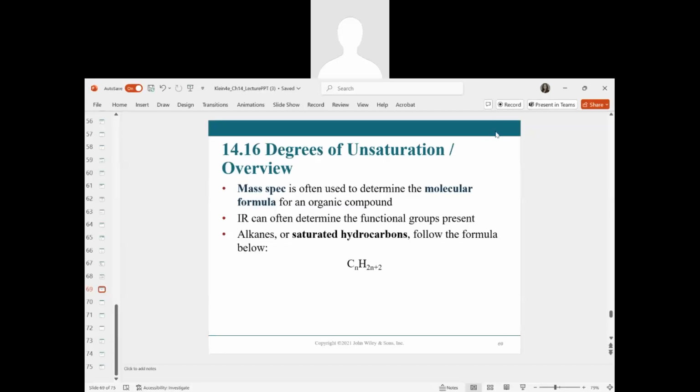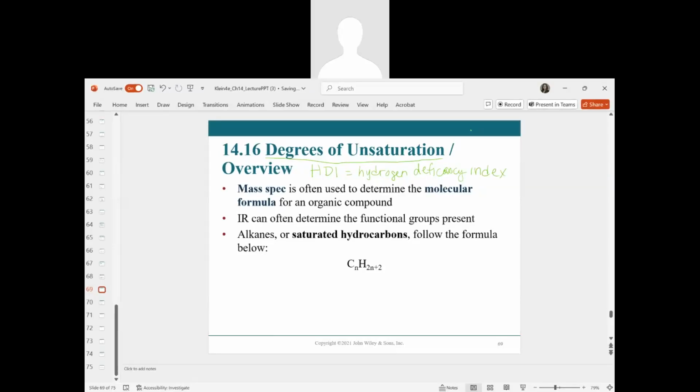In this last section of chapter 14, we're going to look at what's referred to as the degrees of unsaturation. This term is sometimes referred to as the HDI, or hydrogen deficiency index.